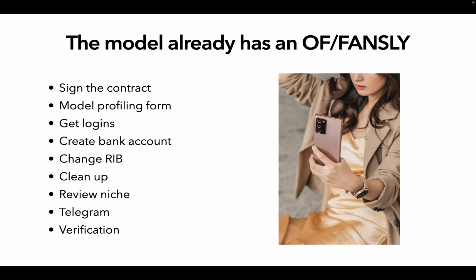Changing bank details to a new account is also preferable, of course, but if you see that the model is making a point of not changing the RIB and continuing transactions with her own bank account, you'll give up, but preferably create a secondary bank account for the model to which you have access to manage transactions, as this is much more efficient from an accounting point of view.